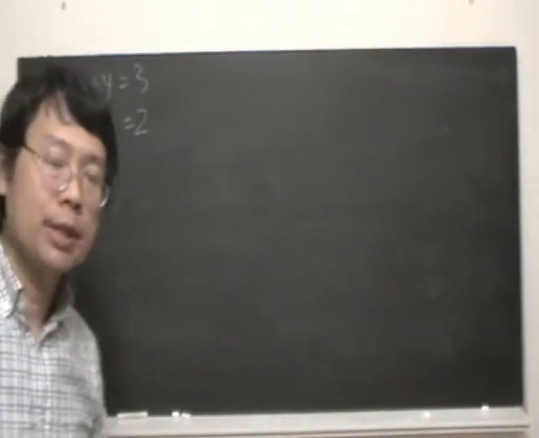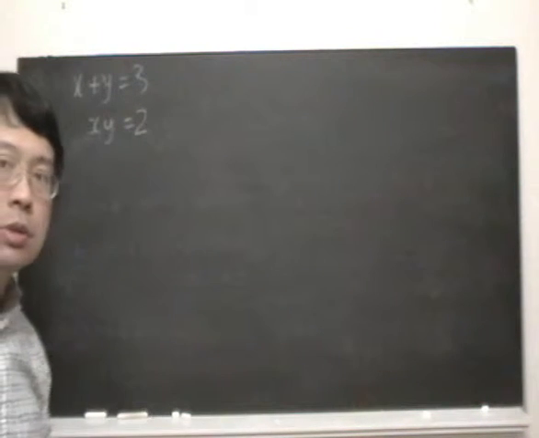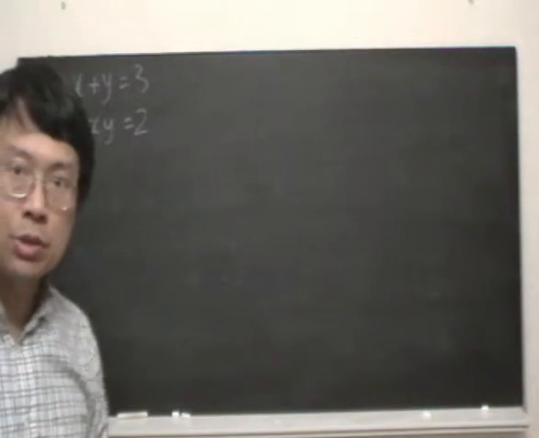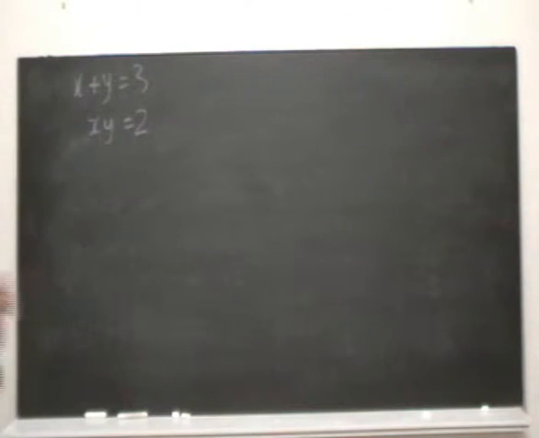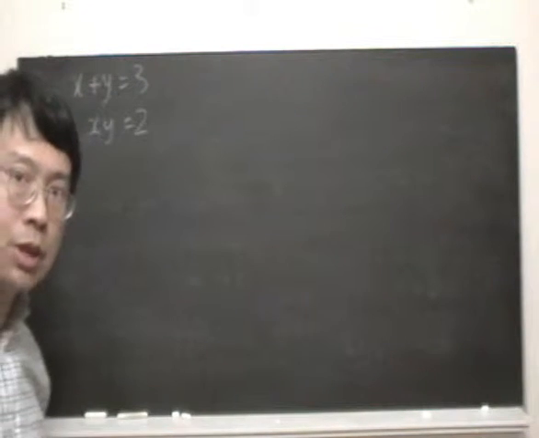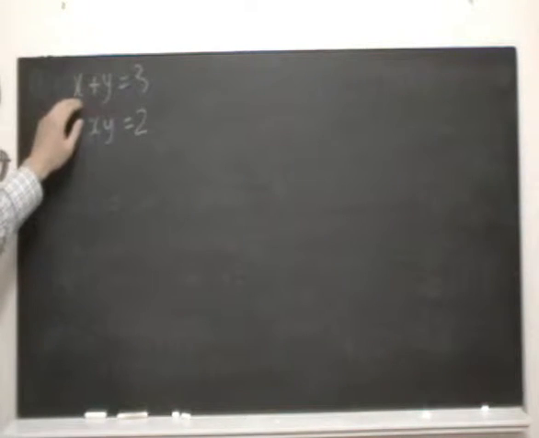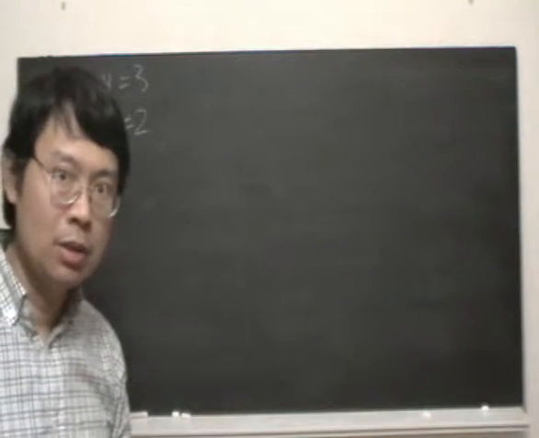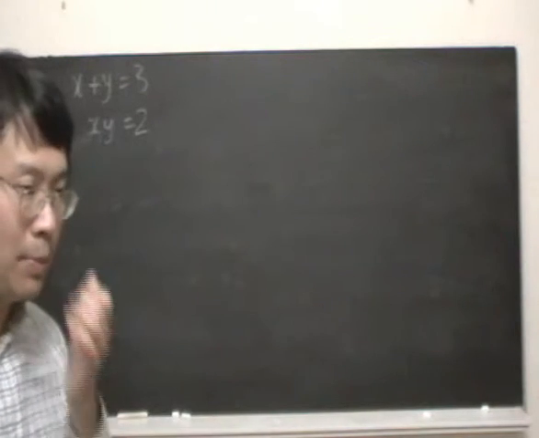We have two equations here. Each equation contains two unknowns, x and y. So this is just the simultaneous equations that we have seen before, but with a difference. The simultaneous equations that we have seen before would have x plus y or x minus y, or with some numbers in front of them.